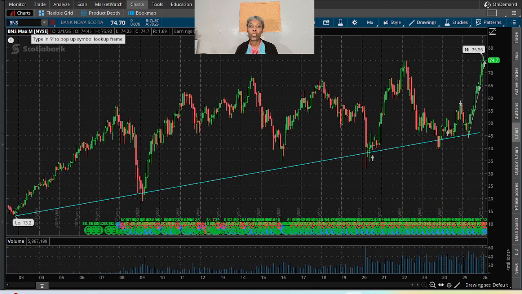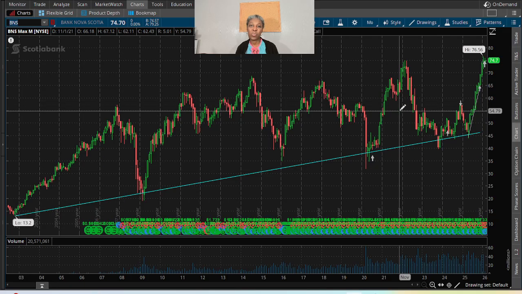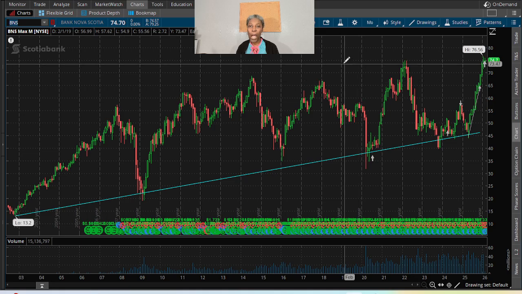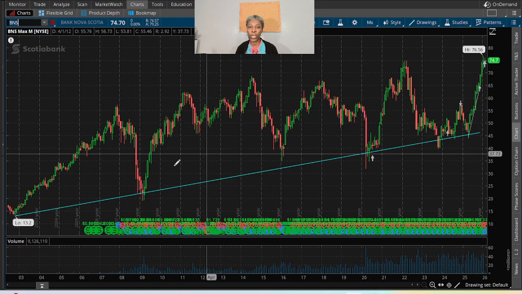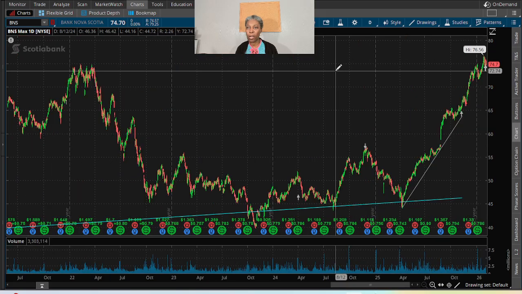Using the Thinkorswim platform: when you have a Charles Schwab account, you can access the Thinkorswim platform for free, and I like to use it to analyze my charts. And that is pretty much so far how I use the Thinkorswim platform. We are on the maximum of the chart here. We are going to go to the maximum daily chart.